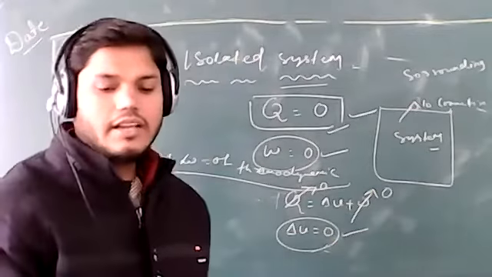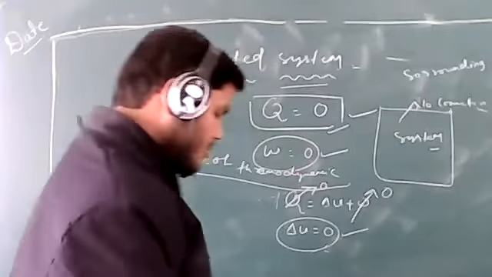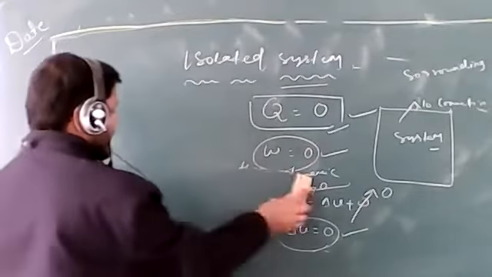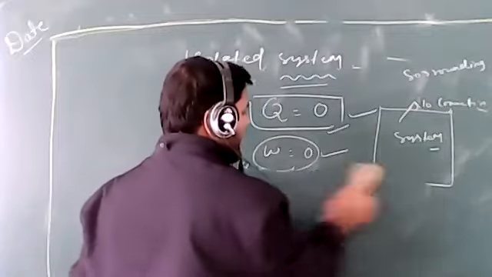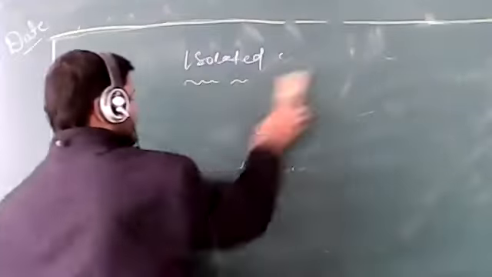Okay, then the third one is the isobaric process. Isobaric process means, first of all you have to understand the definition of the isobaric process, and then after that you can use the first law of thermodynamics in the isobaric process.